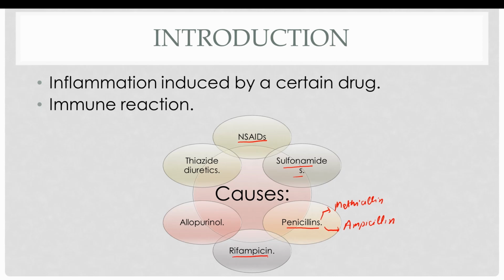The next is rifampicin, which is used in the treatment of tuberculosis. And the uric acid lowering drug allopurinol is also known to cause acute drug-induced interstitial nephritis. Moreover, thiazide diuretics are also known to cause the disease.